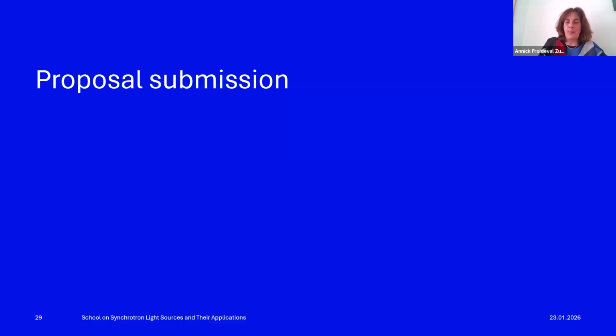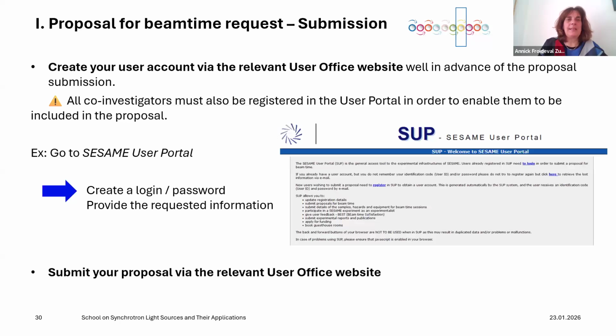Now that your proposal is written, you can submit it. For that, you go to the facility website, for example. Here is an example of how it can be done at the Sesame Synchrotron in Jordan. First you need to create your user account via the relevant user facility user office website. And this you can do well in advance of the proposal submission, because then you do not do it last minute, and you organize yourself in a proper way.